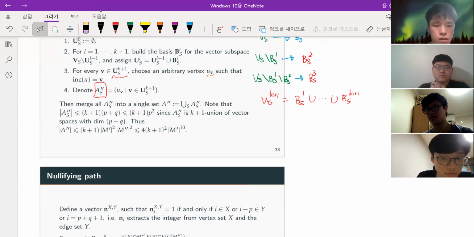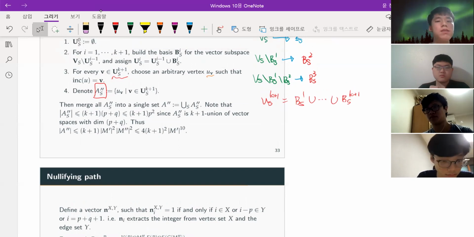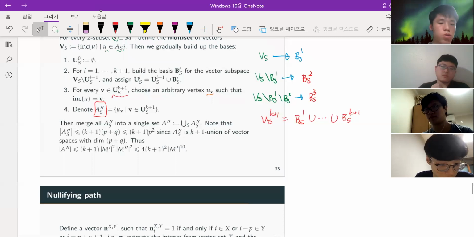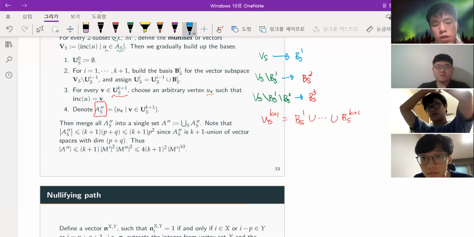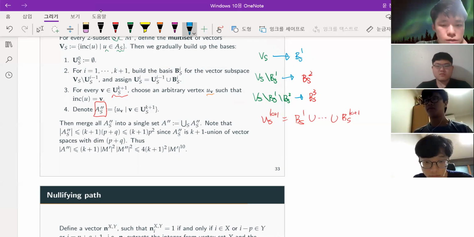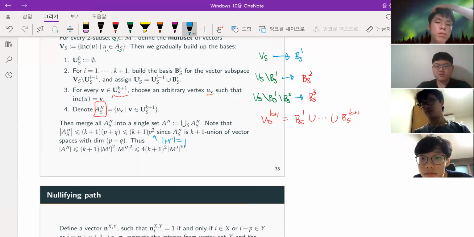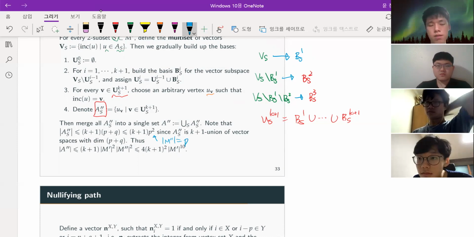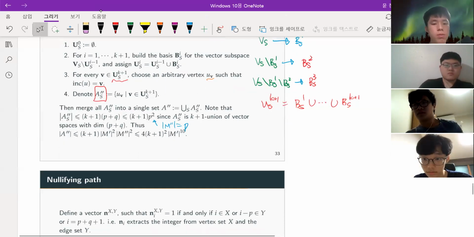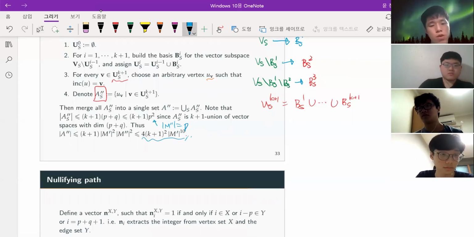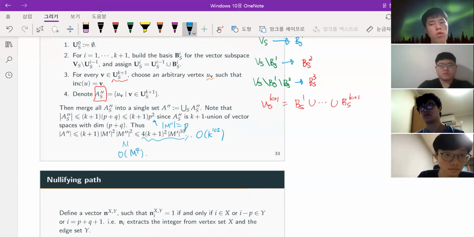So since the cardinality of a basis is bounded by the representing dimension, AS double prime has a size less than K plus 1 times P plus Q and K plus 1 P squared. Note that P is the size of M double prime. Thus, A double prime has a size smaller than K plus 1 times M prime squared and M double prime squared. So it is smaller than order M to the 2K, since M double prime is bounded with, I guess, the 4th power of M.